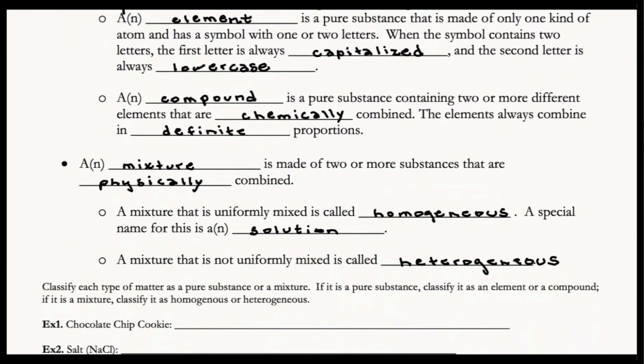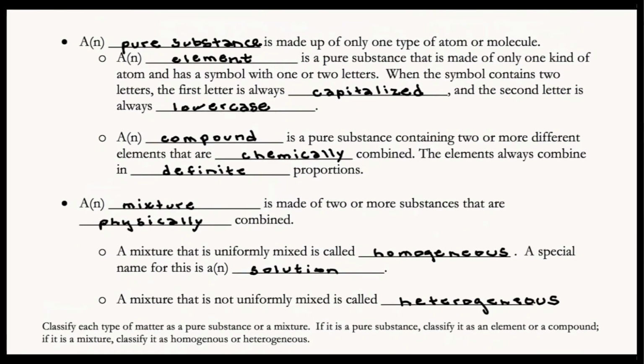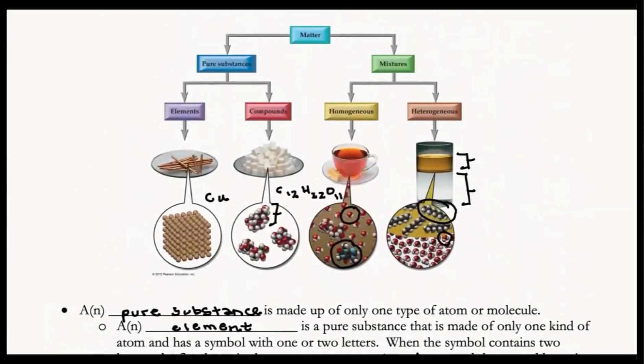So the first step we always take is deciding whether or not we have a pure substance or a mixture. If you've only got one kind of atom or molecule, you have a pure substance. If you've got multiple that are mixed physically together, they're physically combined, then you have a mixture. If I've decided it's a pure substance, then if I just have one type of atom, it's an element. If I have more than one different type of atom that are chemically combined, I have a compound.